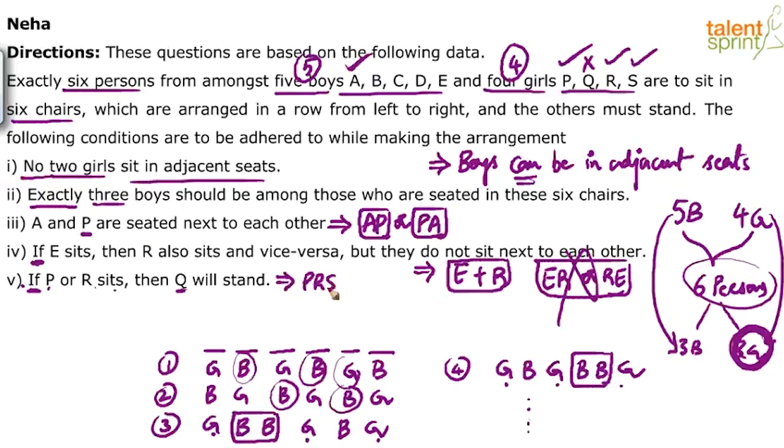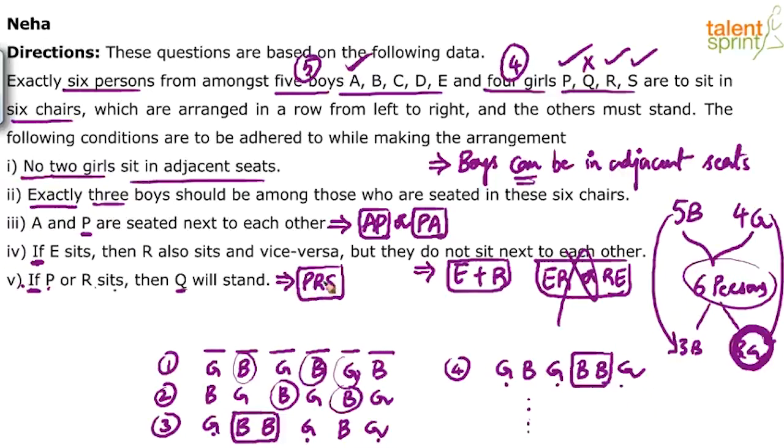P, R, S are selected into the group. Yes or no? Because Q is out, P, R, S will definitely be there. And because R has been selected, go back to point number 4 now. We have connected 3 with 5. We came to this conclusion that P, R and S are there in the group.